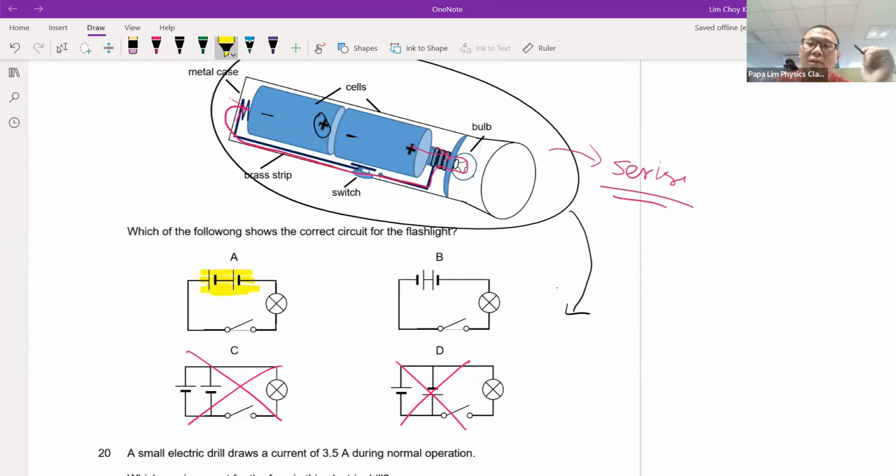Which fits the characteristic whereby it's a series arrangement, and the cells are placed in the correct positions. So that's why option A is the answer that I would choose for this question, not B. In B, if you take a look, the terminals are opposite in direction. The positive terminal and the positive terminal are placed together, and the negative and negative terminals too. So take note of the arrangement.